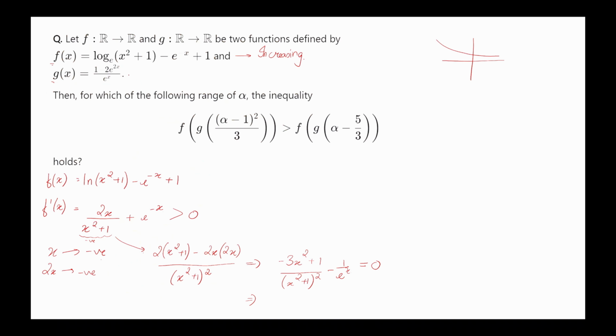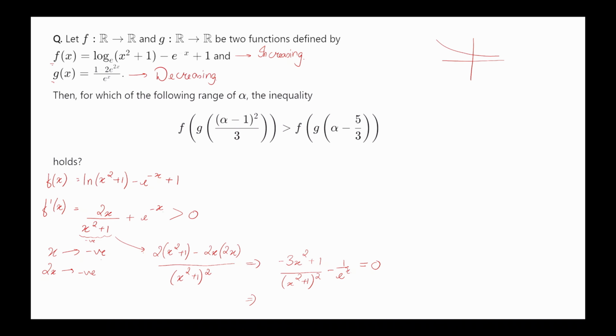That means my g of x is nothing but a decreasing curve. So as I start increasing the value of x, I would get the value of y, which is my output, to be decreasing. So this is what I can make out about g of x. Now I've found out that my f of x is increasing and my g of x is decreasing.